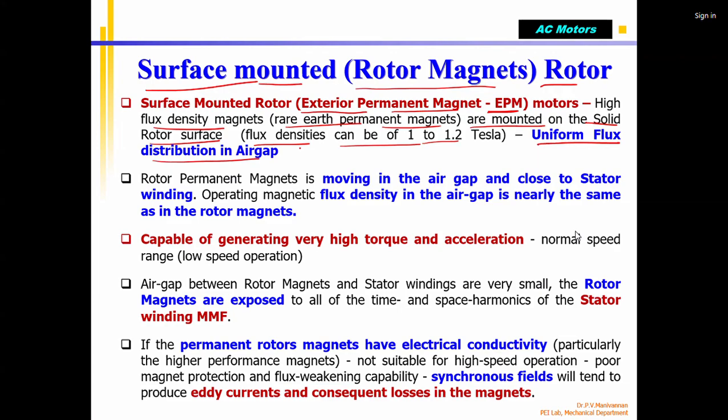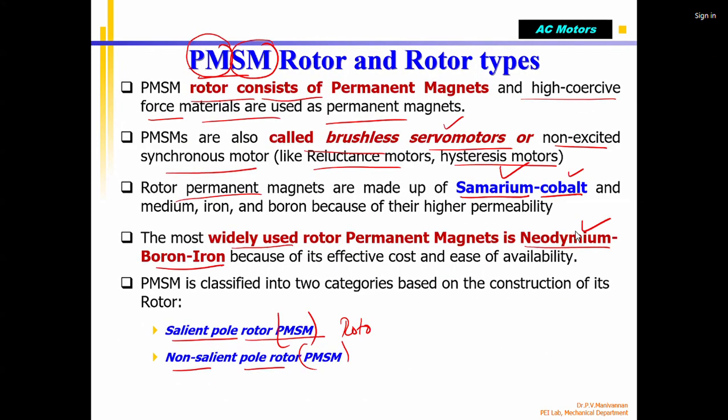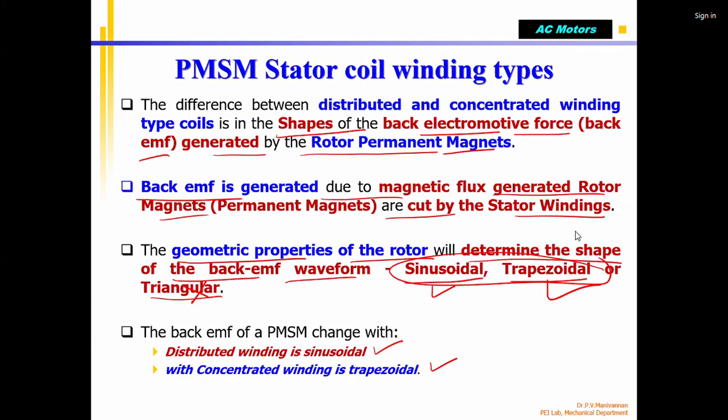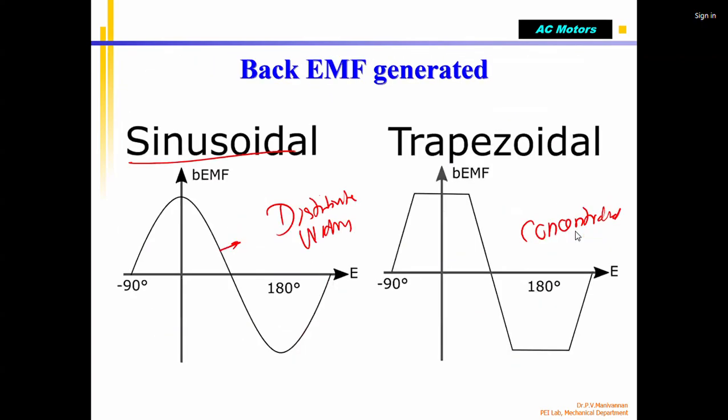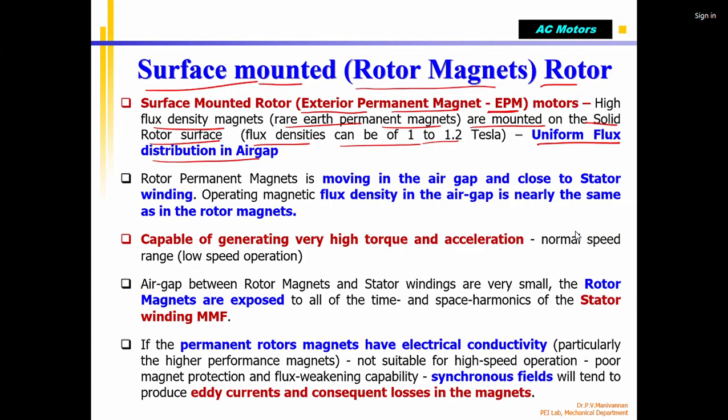You know that between the rotor and stator winding there's an air gap. In the air gap only, the magnetic flux flows from stator to rotor. So there, a uniform magnetic field is created. That is one thing. If you use surface mounted, the rotor permanent magnets are moving inside an air gap close to the stator. The gap will be very small and the rotor magnet very close to the stator windings.